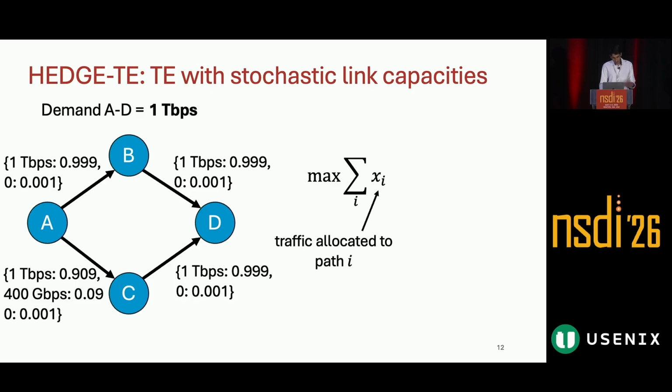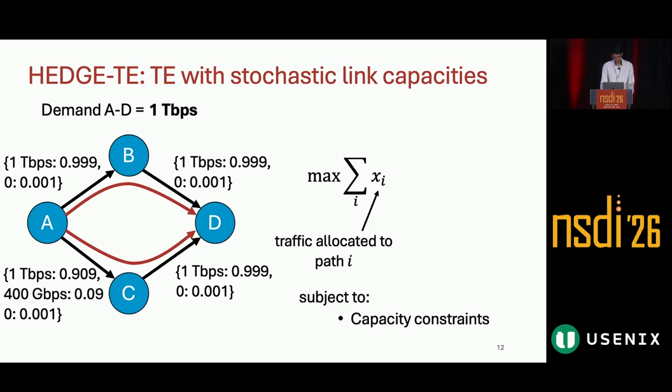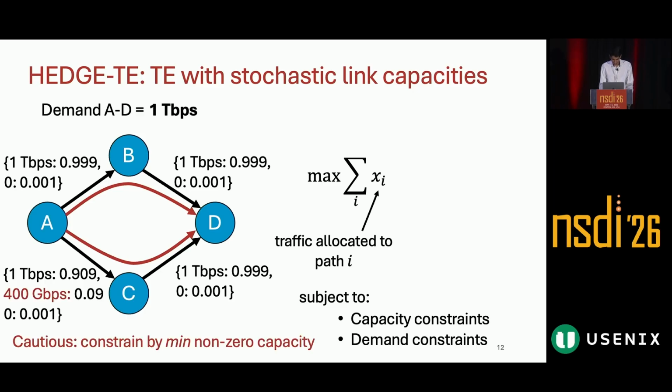So how would I normally solve this on a network? I might do something like maximum flow by maximizing the throughput across all paths to serve this demand. And in this case, we have these 2 paths that are shown on the left. And our optimization is subject to the standard link capacity constraints and demand constraints. So I could be very cautious now, and I could constrain my allocations by the minimum non-zero capacity on each edge. So now link AC's capacity constraint is constrained by 400 gigs.